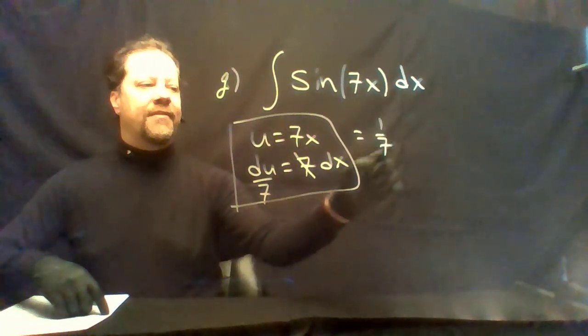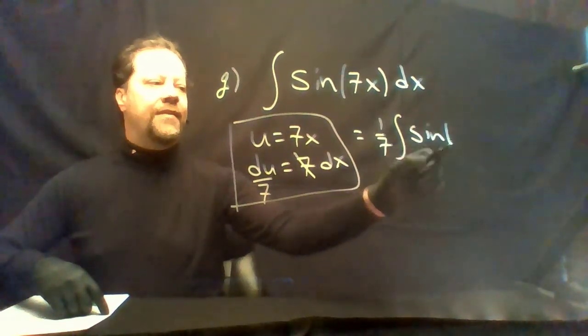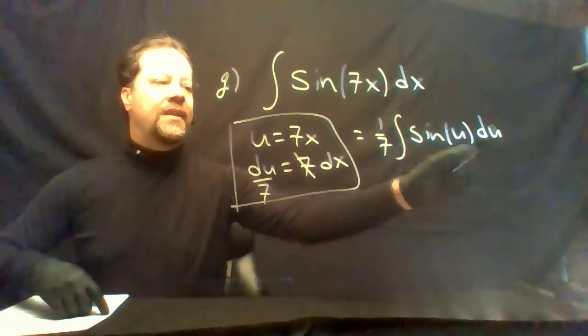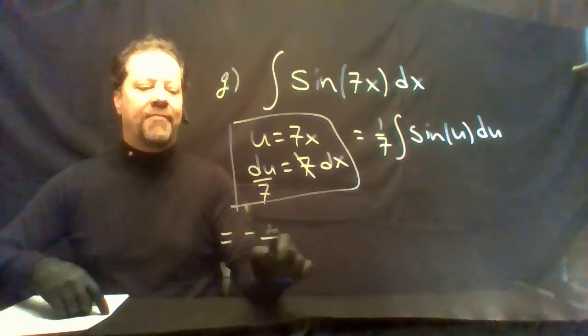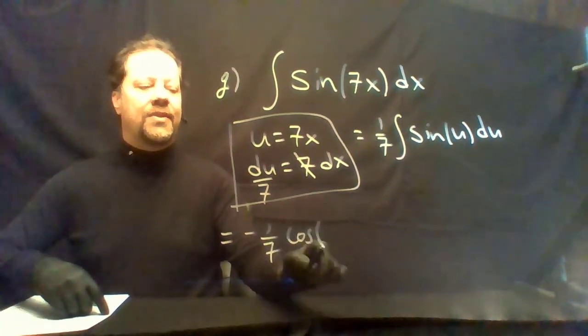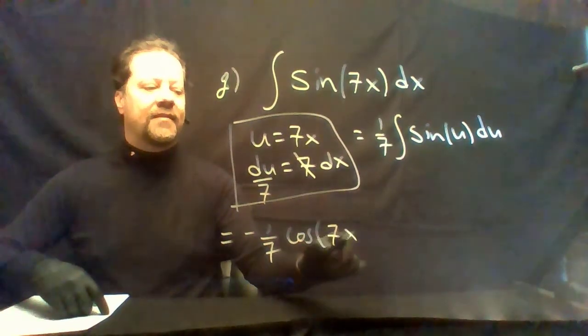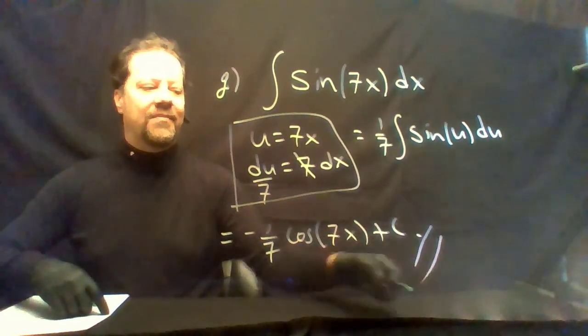We have 1/7 times the integral of the sine of u du. The integral of sine is minus cosine, so I'll have minus 1/7 cosine of u, but u is 7x plus c.